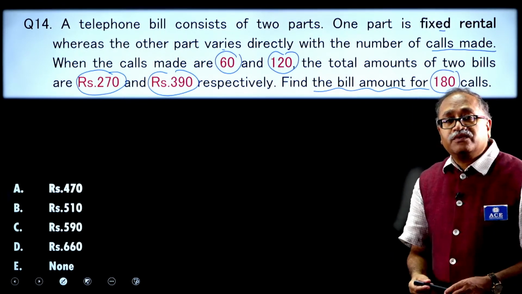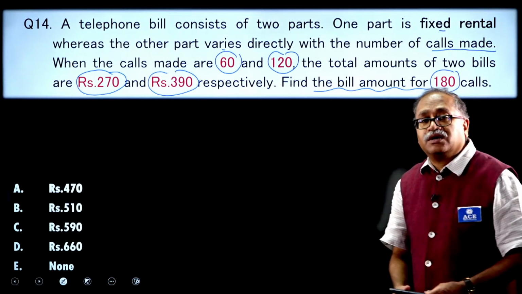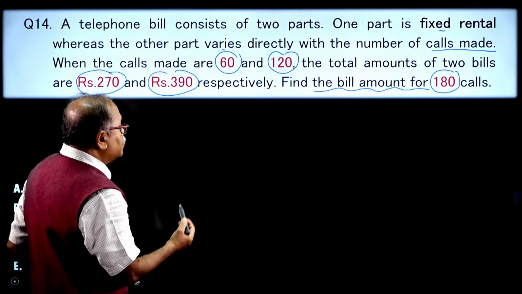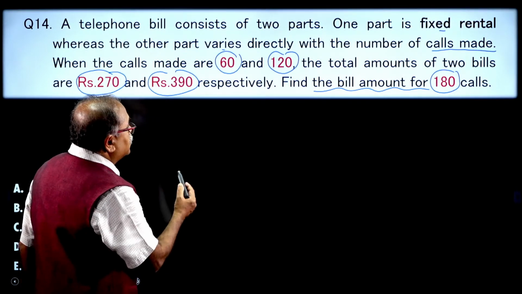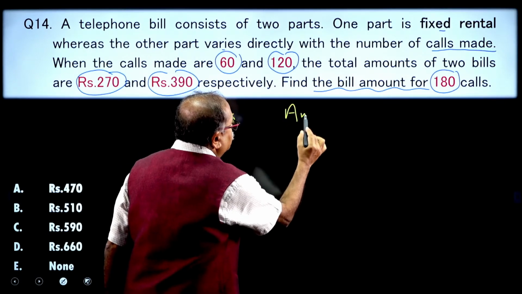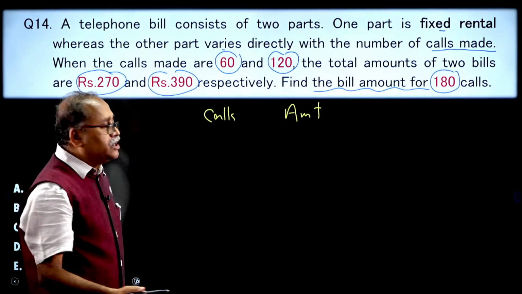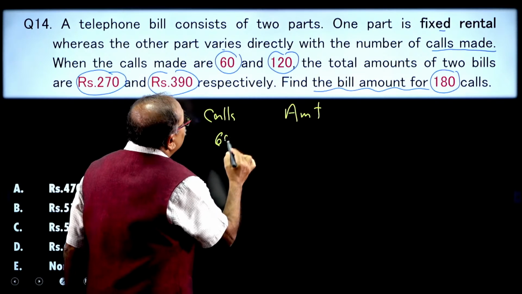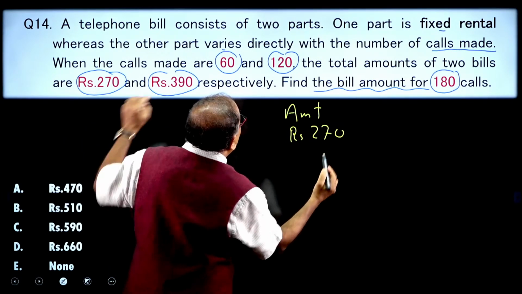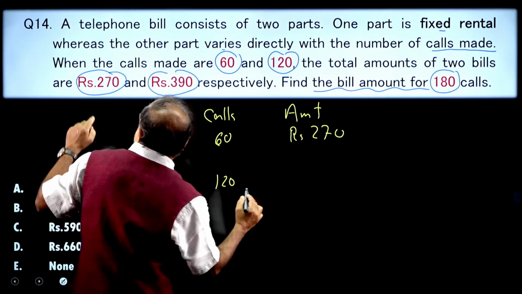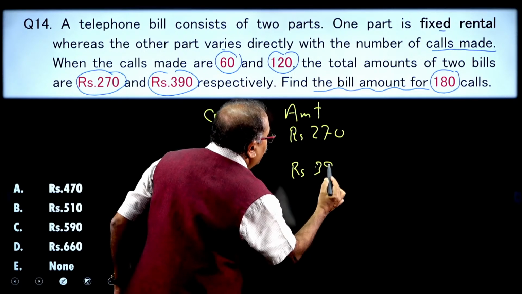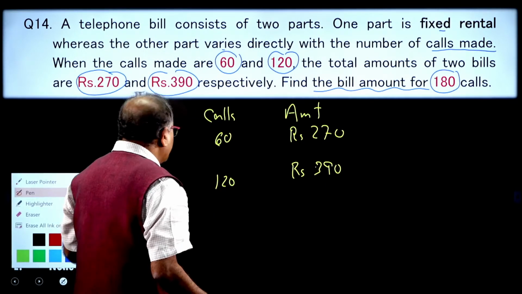Many a time this question was there in RRB, SSC and a couple of times in banking exams. So, look at the question over here. You do not write it this way, I am just writing it for the explanation. When there are 60 calls, the money is rupees 270. When there are 120 calls, the money is rupees 390.